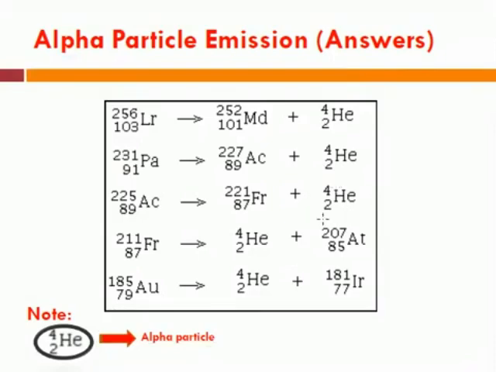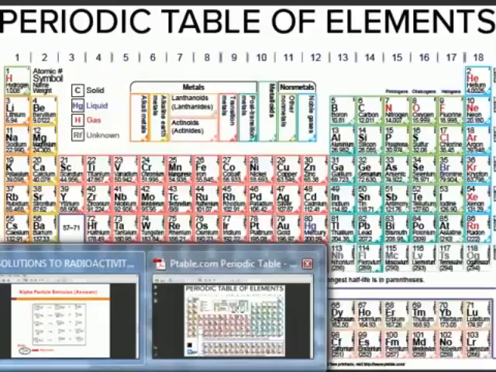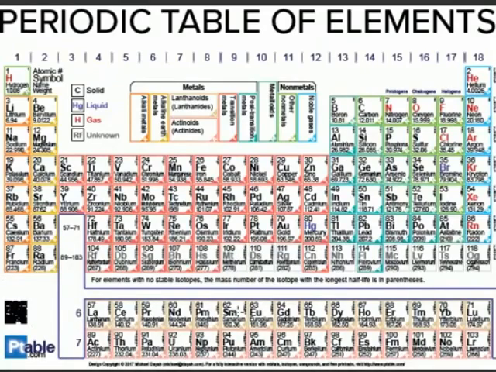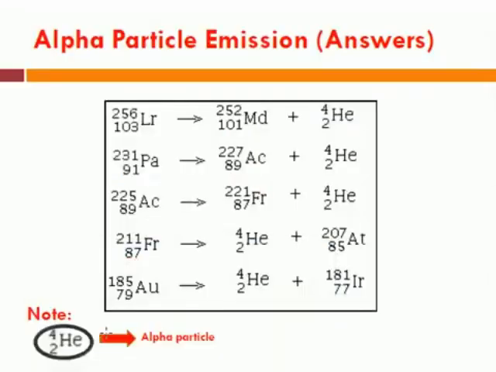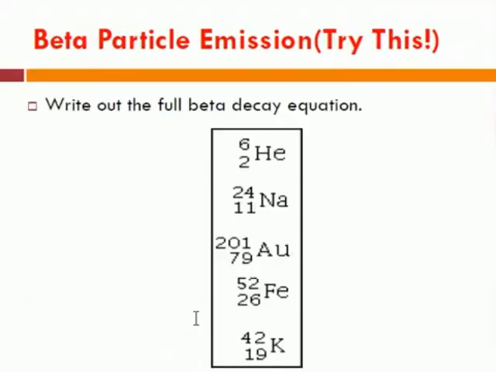So here, number 5, the last number for alpha particle emission example. We have 4 minus 185, so that is 181. 2 minus 79, so we have 77. So the element with atomic number of 77 is iridium. So that is for alpha particle emission or alpha decay. So remember that this one is the alpha particle.